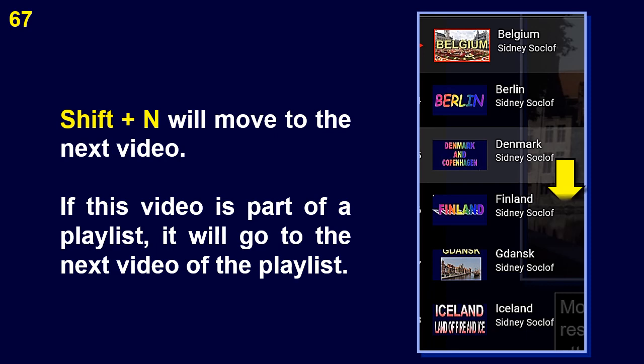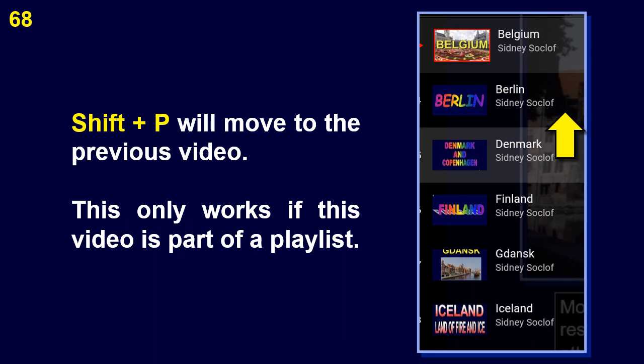Shift plus N will move to the next video. If this video is part of a playlist, it will go to the next video of the playlist. Shift plus P will move to the previous video. This only works if this video is part of a playlist.